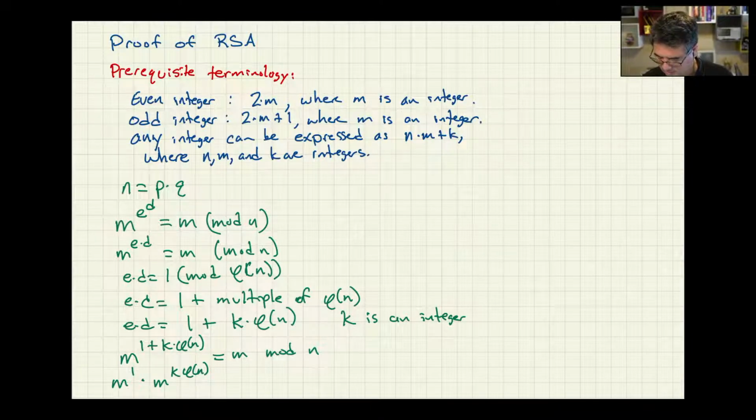So now you end up with m times m to the k totient of n. Okay? Good so far?